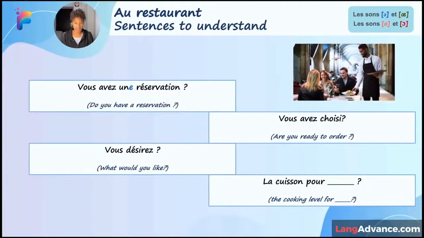Sentences that you need to understand. Vous avez une réservation? Do you have a booking? Vous désirez? What would you like? Vous avez choisi? Did you decide? La cuisson pour. The cooking temperature for.